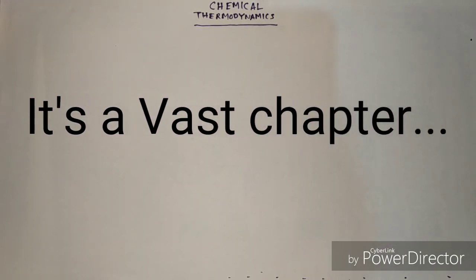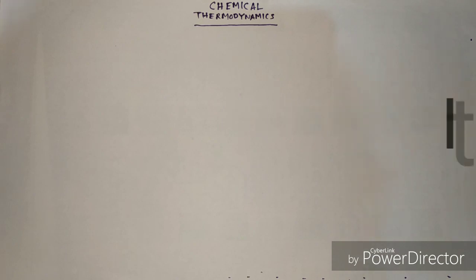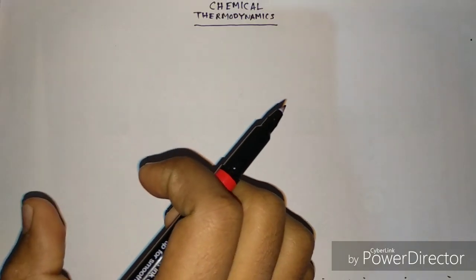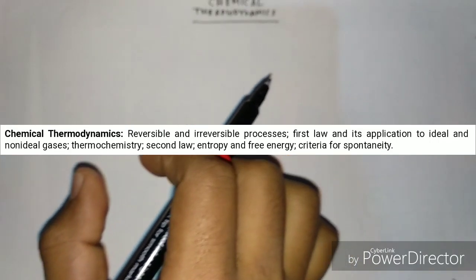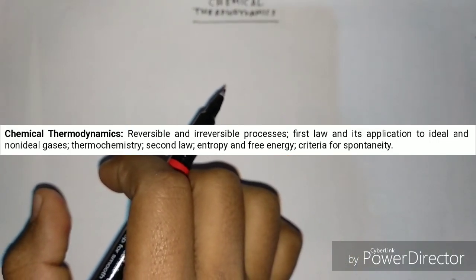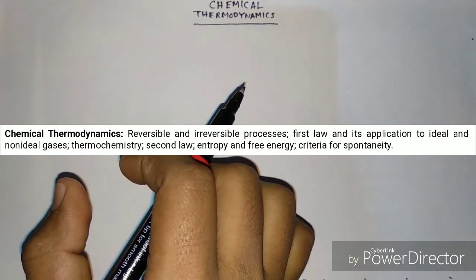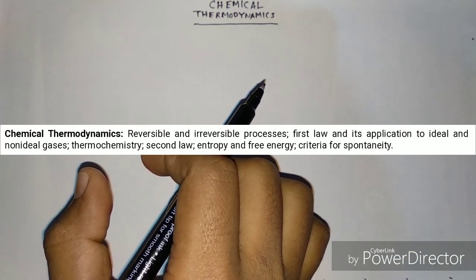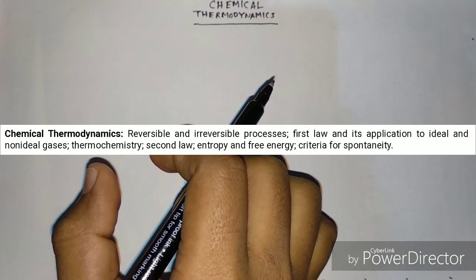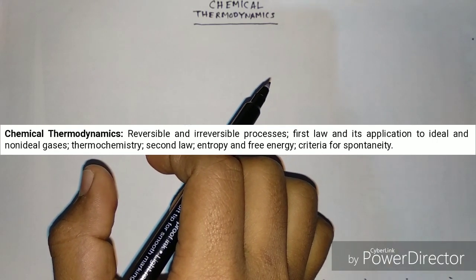In this video, I am going to talk about chemical thermodynamics and important questions from this chapter for IIT JAM 2019. The basic topics are reversible and irreversible process, first law and its application for ideal and real gases, thermochemistry, that is the application of first law, second law, entropy and free energy, and finally criteria for spontaneity.